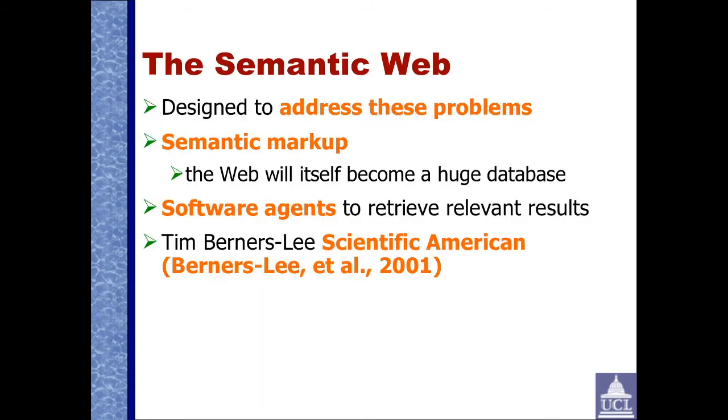Back in the early 2000s, the idea of the semantic web was introduced. And this was designed to address these problems. The idea then was that we had fully semantic markup. The web itself would become a huge database, and software tools known as software agents could be used to retrieve relevant results. Now this idea was also put forward by Sir Tim Berners-Lee, and it's described very nicely in a Scientific American article from 2001.